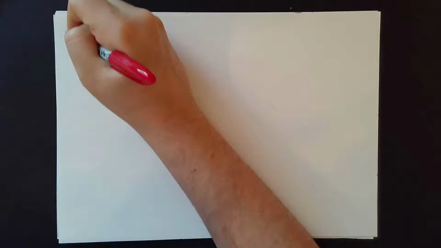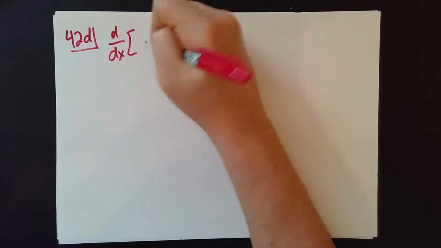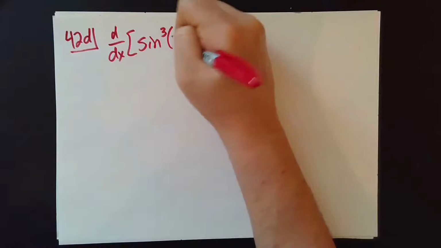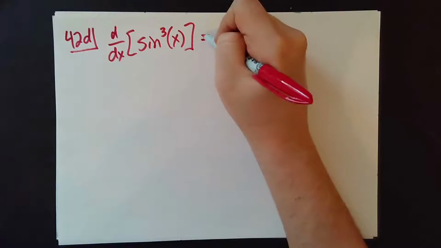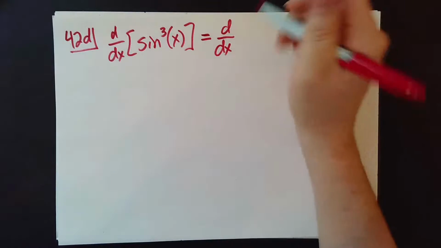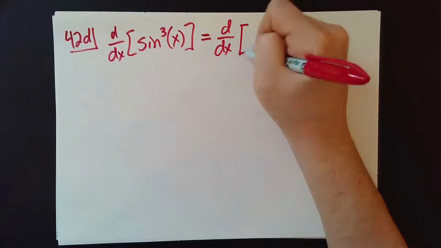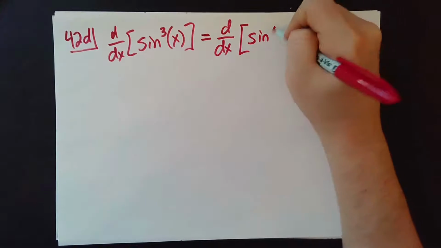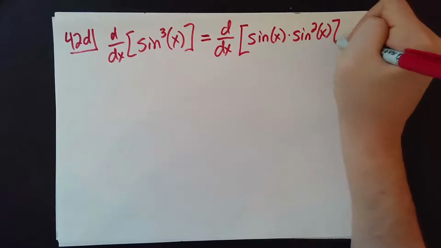I'll say just a word about 42D. So 42D asks you about the derivative of sine cubed. And so the thing you want to do here to figure this out is to say, okay, I don't know the derivative of sine cubed. But we've talked about how to find the derivative of sine of x and how to find the derivative of sine squared of x.